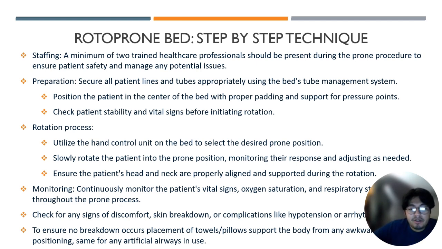To prevent breakdown, place towels and pillows to support the body from any awkward angles that the prone position could be putting them in. Same for the artificial airway. Again, you don't want to be just laying flat on your tube. You need to have some space for your tube to be positioned correctly without losing that tidal volume due to resistance and dead space. Alrighty, thank you.